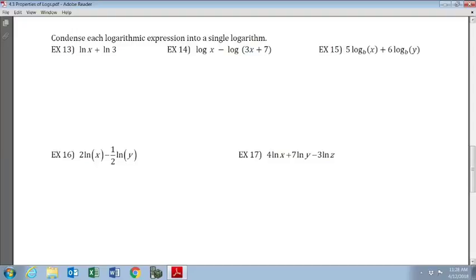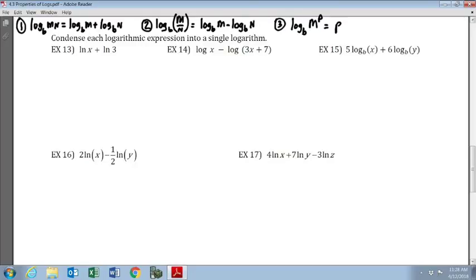All right, let's go ahead and do number 13 here. I'm going to go ahead and write the log properties at the top here so we have them. So we got the product rule, the quotient rule, and the power rule. So notice here we have a sum of logs, and so we can write this as the log of a single product. This would definitely be rule 1 since we have a sum of logs. So it'll be the natural log of x times 3. We normally put the 3 first, so this is natural log of 3x.